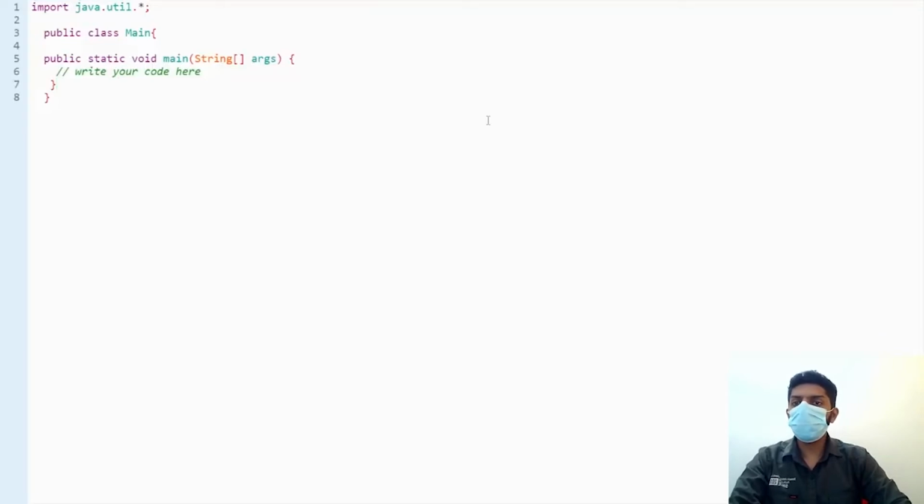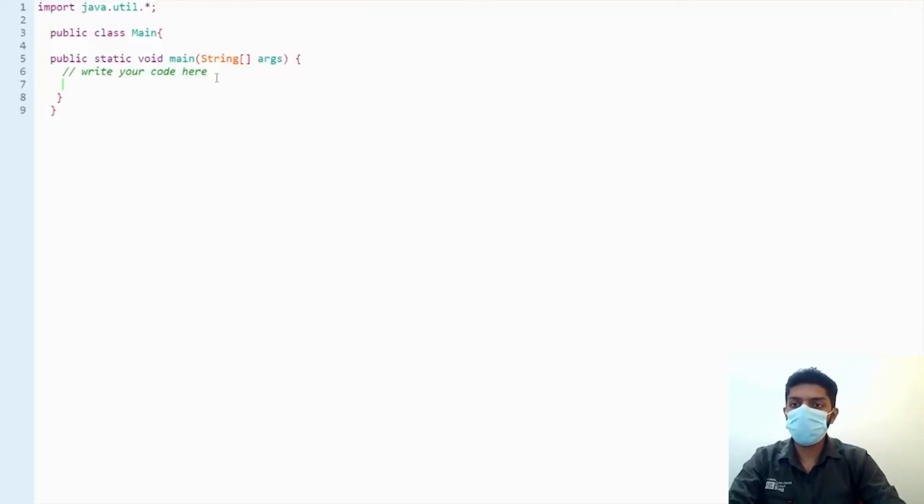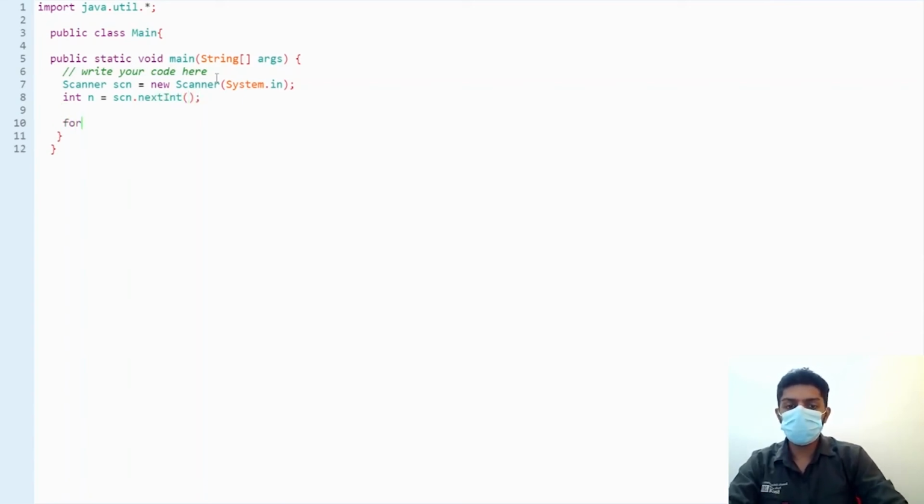Let's try to code it now. The code is very simple if you have understood this. So we make an object of the scanner class, System.in. Right. We take an input, scn dot nextInt. Now we'll run a loop for int i equals 1 and i star i is less than or equal to n and i plus plus, right?